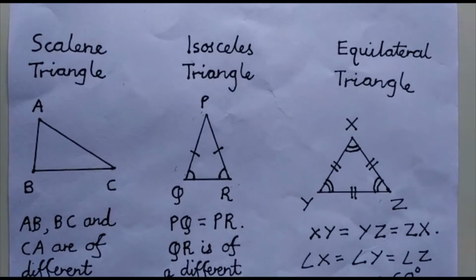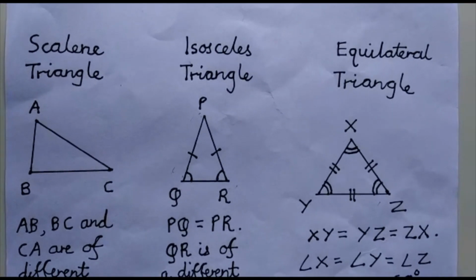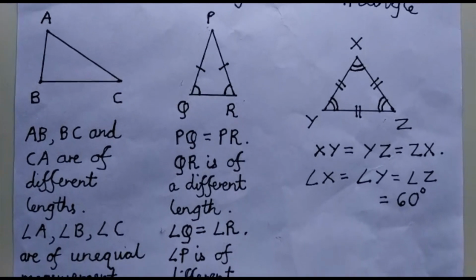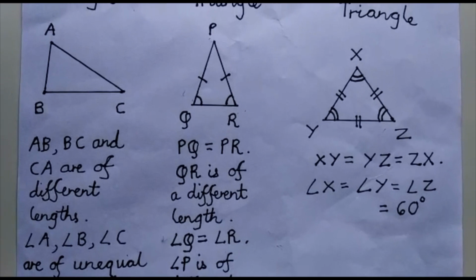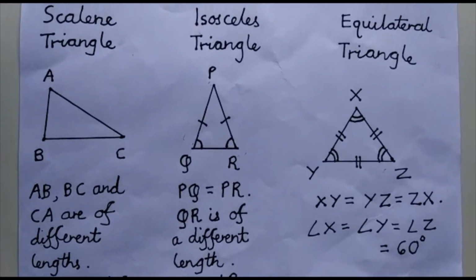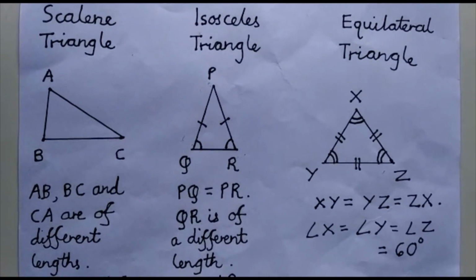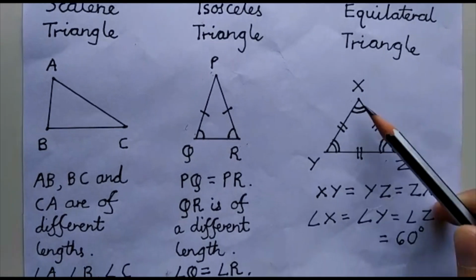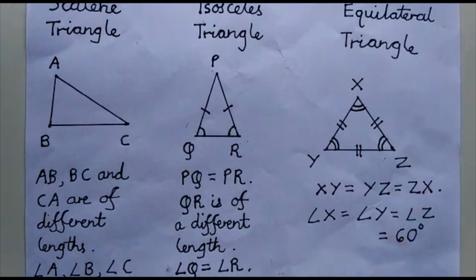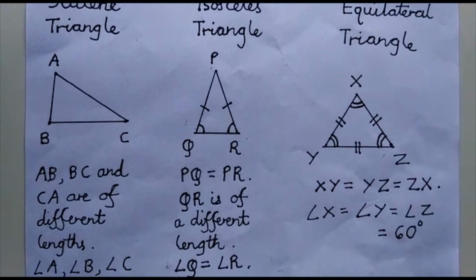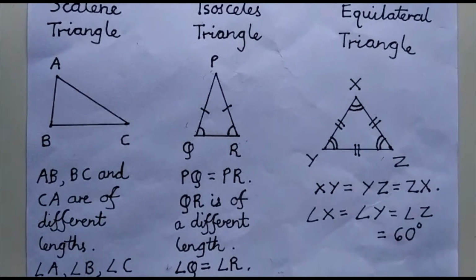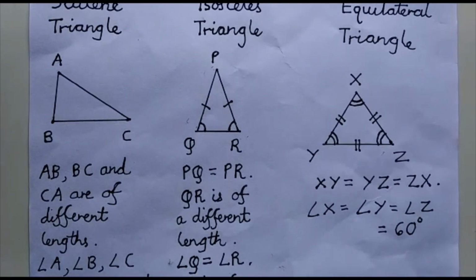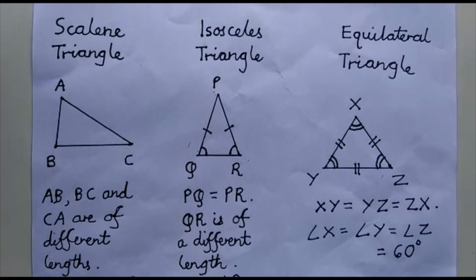The third type of triangle is an equilateral triangle. This is a triangle in which all the three sides are equal to each other and all the three angles are equal to each other. Since the sum of the three angles is 180 degrees in a triangle, the three angles are all equal to 60 degrees. So if we have a triangle XYZ, then XY equals YZ equals ZX, and angle X equals Y equals Z equals 60 degrees. This is nothing but a special case of an isosceles triangle.